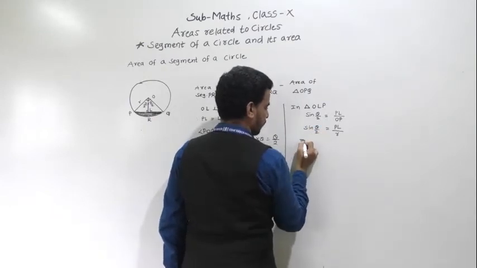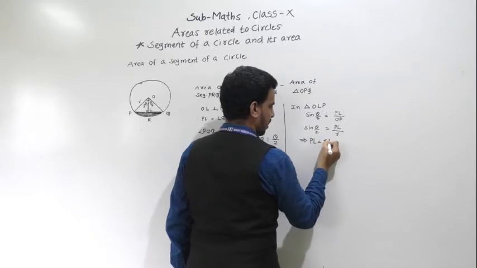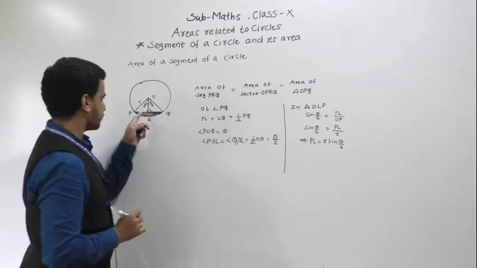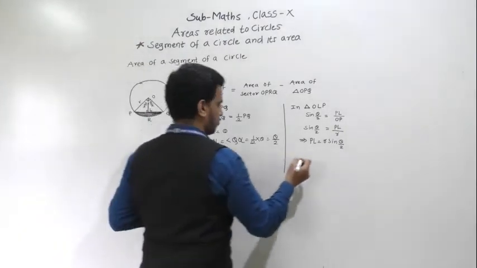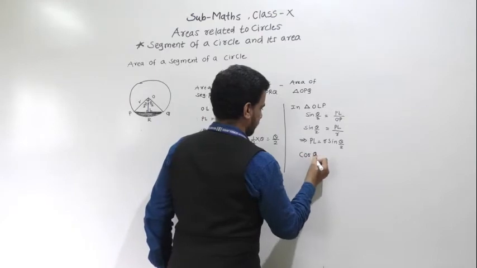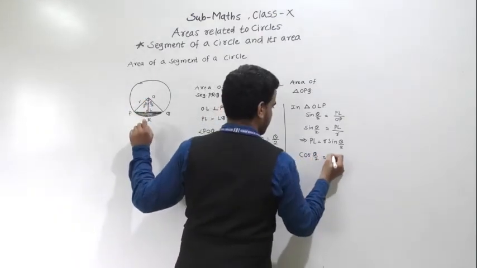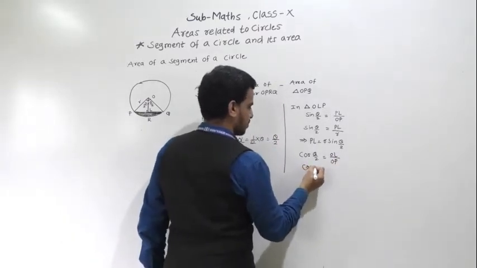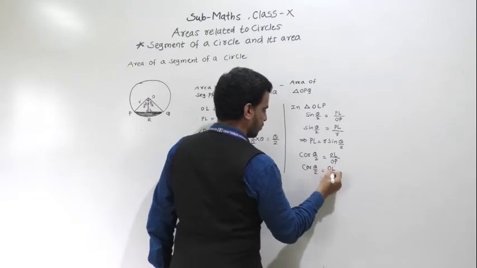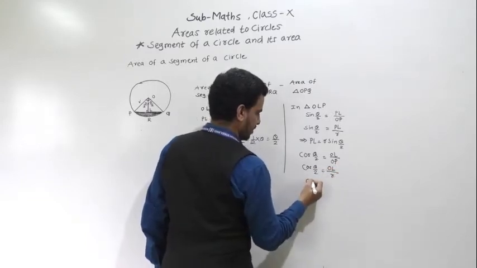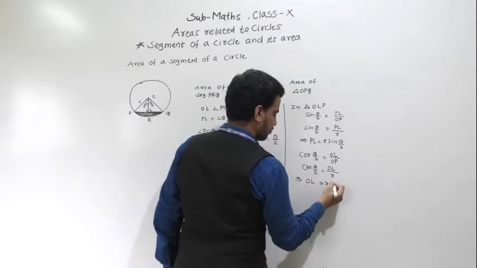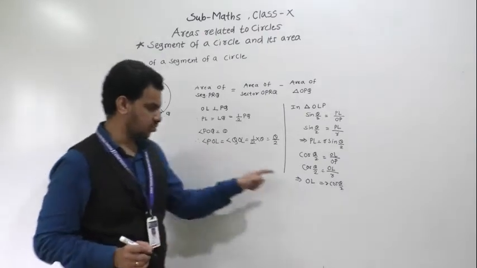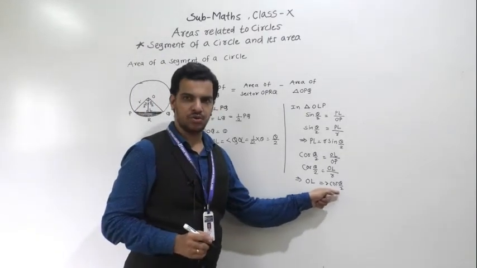So we have the value of PL is equal to R sine theta by 2. Similarly, if we use cos theta by 2, cos theta by 2 is equal to the adjacent side OL upon hypotenuse OP. So cos theta by 2 is equal to OL upon radius, so OL is equal to R into cos theta by 2. Now we have the height, that is OL is equal to R into cos theta by 2.